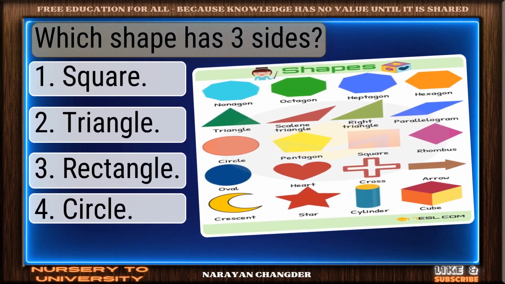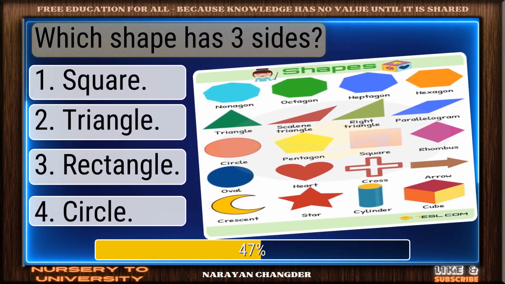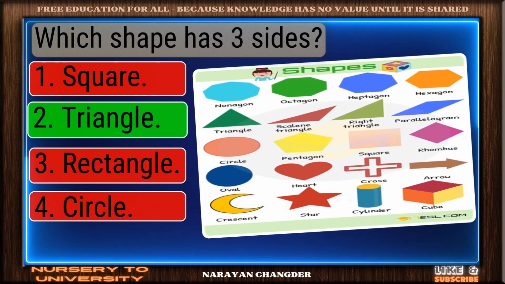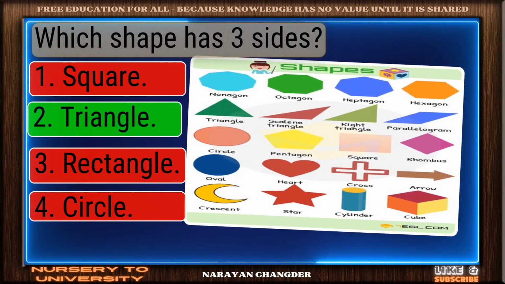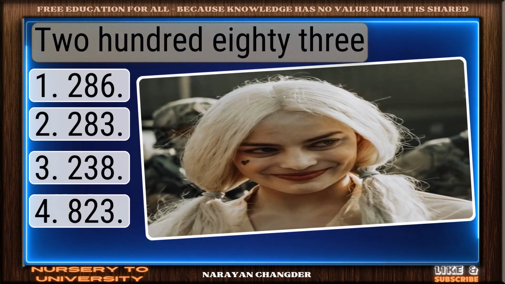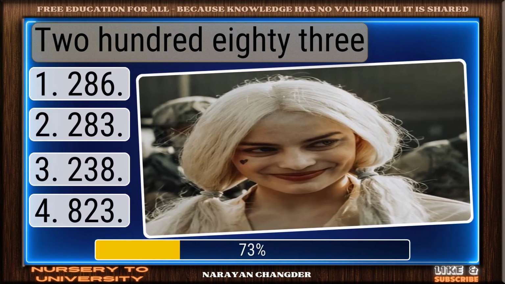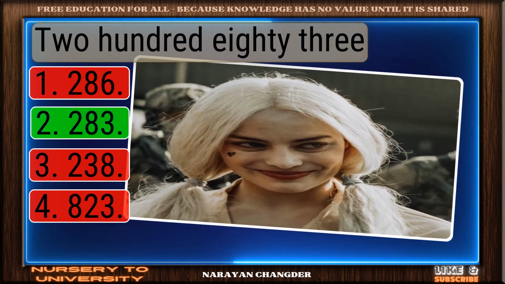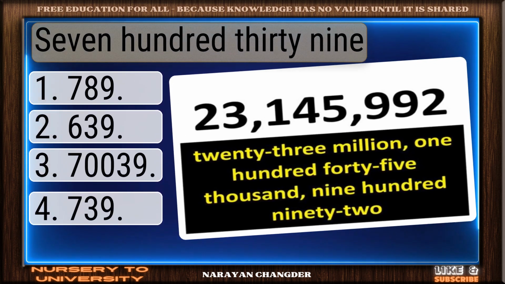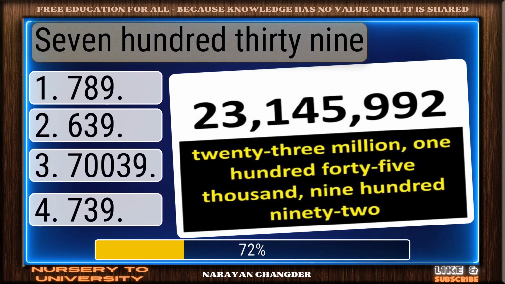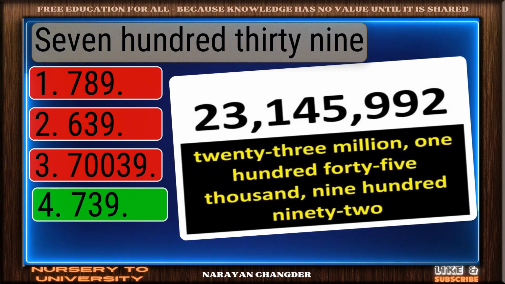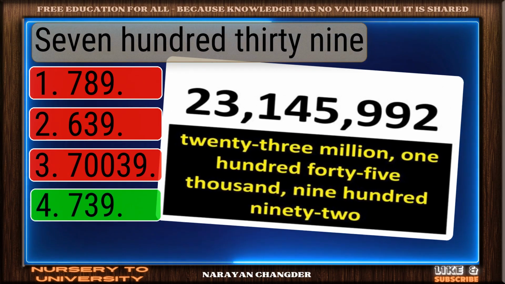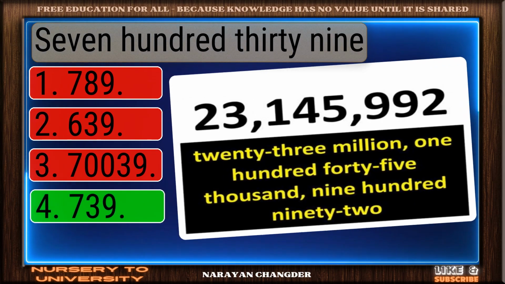Which shape has 3 sides? Great job. Triangle is the accurate answer. 283. Excellent choice. 283 is the right answer. 739. Clear logic. Your choice 739 is sound and 100% true.